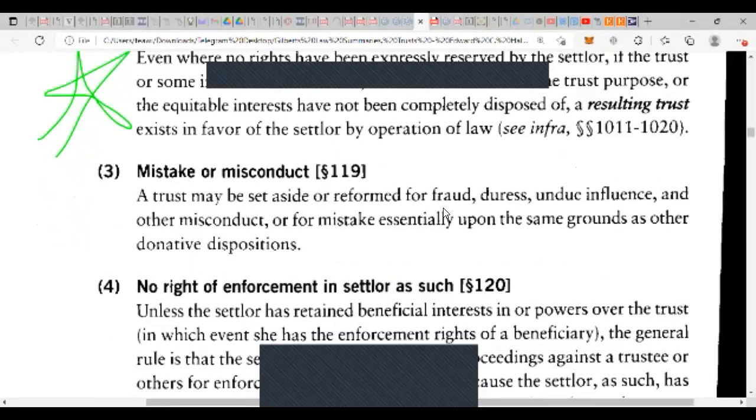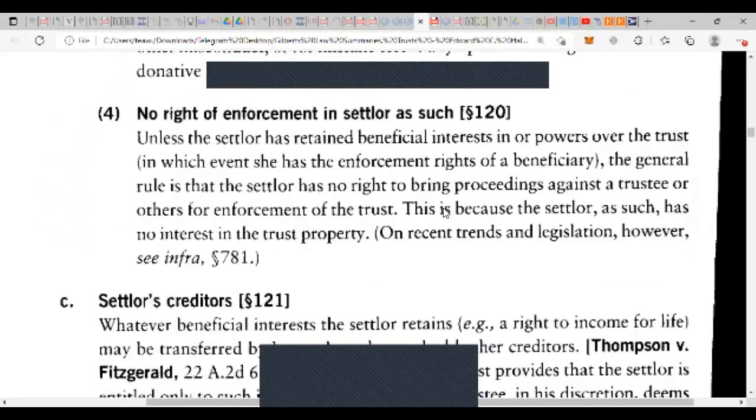No right of enforcement in settlor as such, Section 120. Unless the settlor has retained beneficial interests in or powers over the trust, in which event she has the enforcement rights of a beneficiary, the general rule is that the settlor has no right to bring proceedings against a trustee or others for enforcement of the trust. This is because the settlor, as such, has no interest in the trust property. On recent trends in legislation, however, see infra 781.